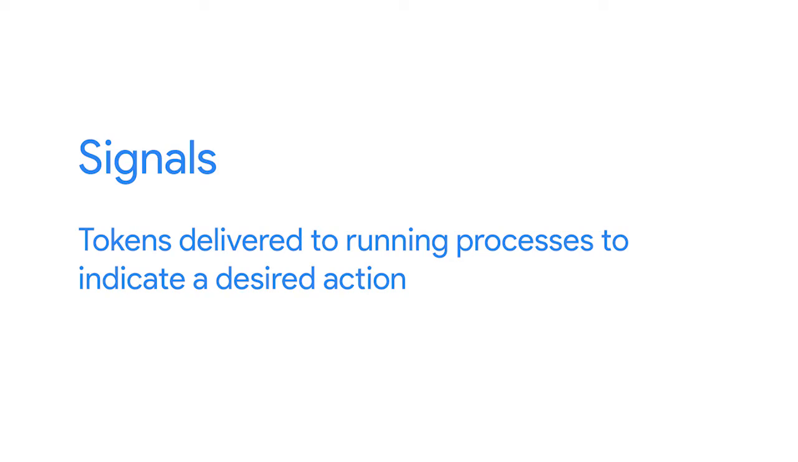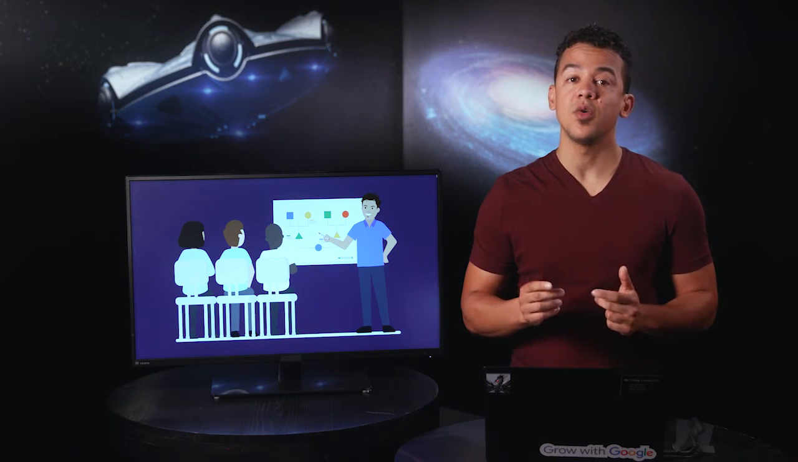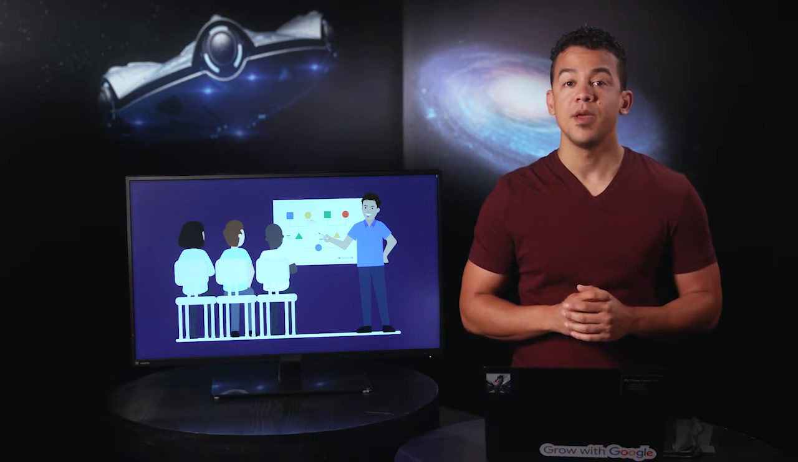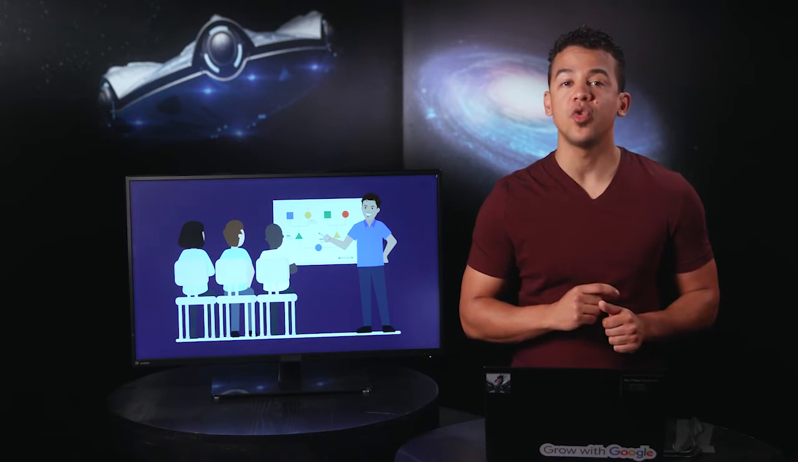Signals are tokens delivered to running processes to indicate a desired action. Using signals, we can tell a program that we want it to pause or terminate. We can also cause it to reload its configuration or to close all open files. Knowing how to send these signals lets us interact with processes and have more control over how they behave. There are a bunch of different ways that we can send these signals.